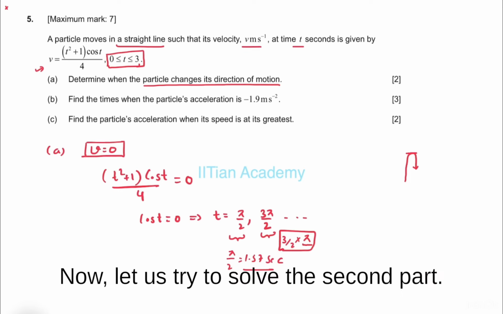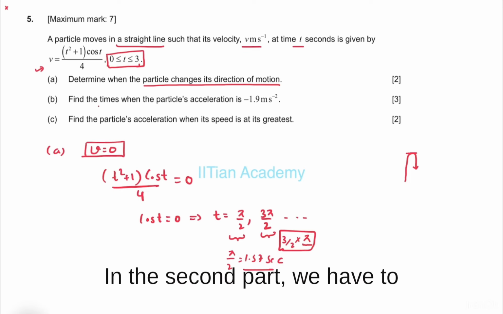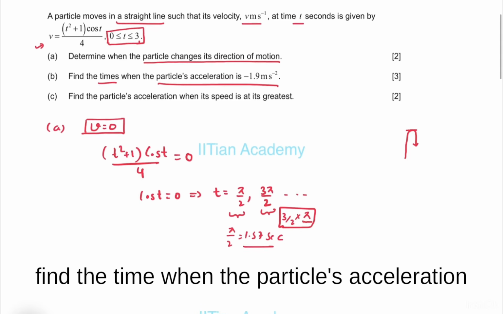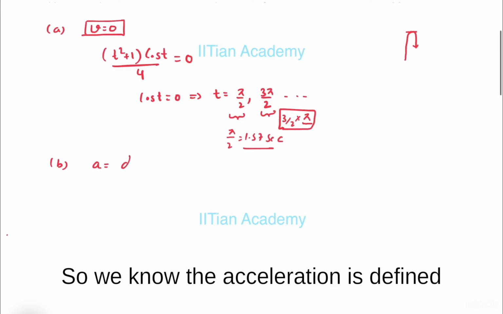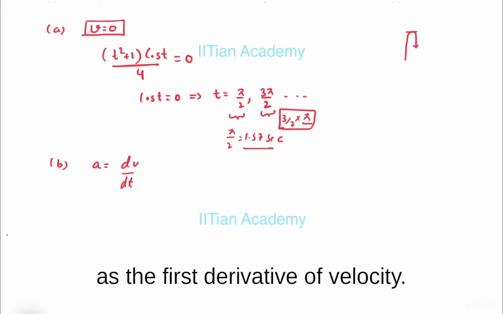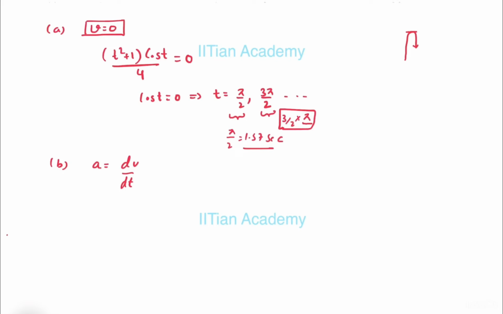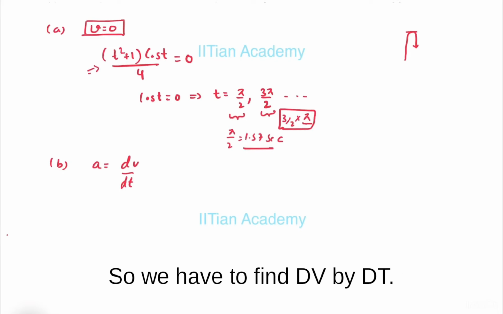Now let us try to solve the second part. In the second part, we have to find the time when the particle's acceleration is minus 1.9 meter per second square. So we know the acceleration is defined as the first derivative of velocity. So we have to find dv by dt.